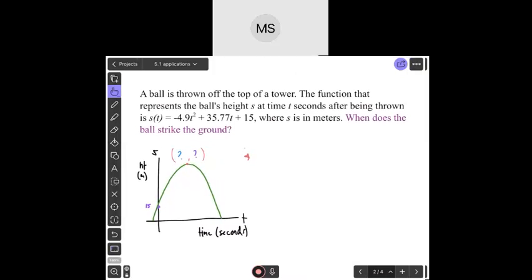All right, so same ball, same tower, same equation, different question. When does the ball strike the ground? So where is that on the picture? What does this refer to on the picture?